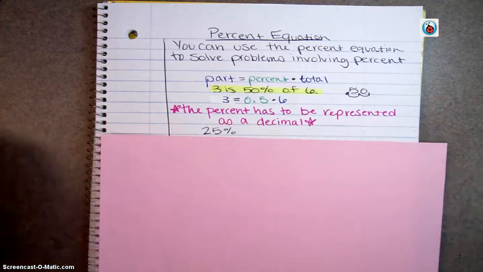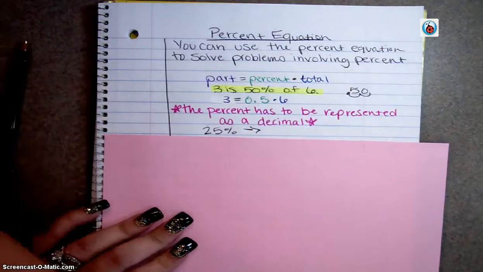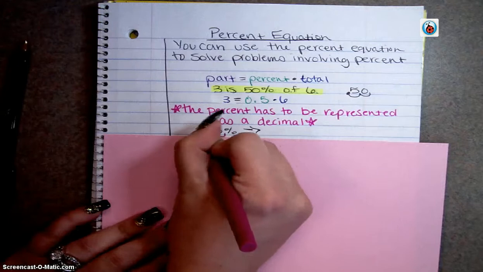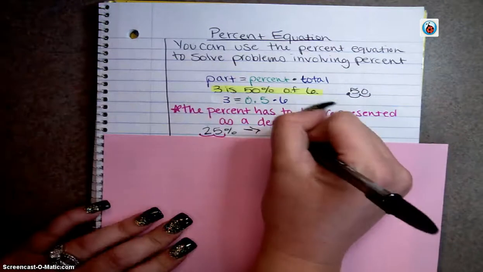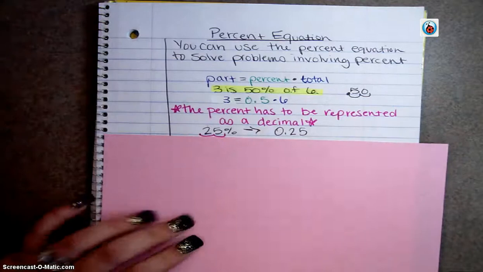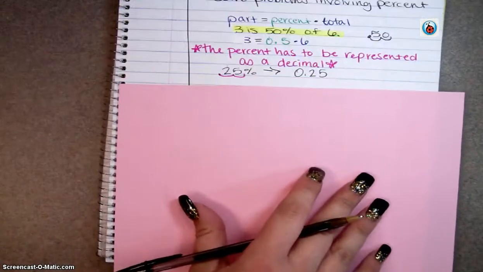Once again, if you have a decimal or a percent, to convert it, all you have to do is take the decimal, move it twice to the left, and you have 25 hundredths for this example. Now let's look at a few examples.